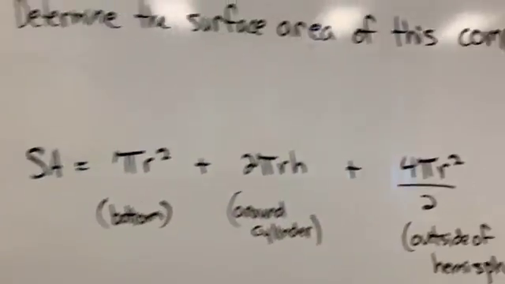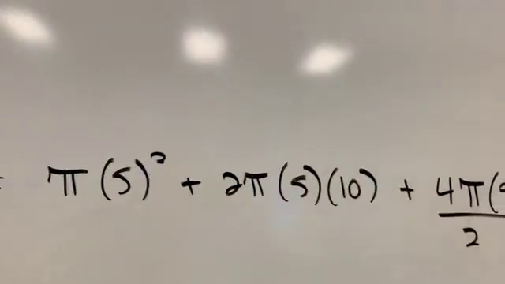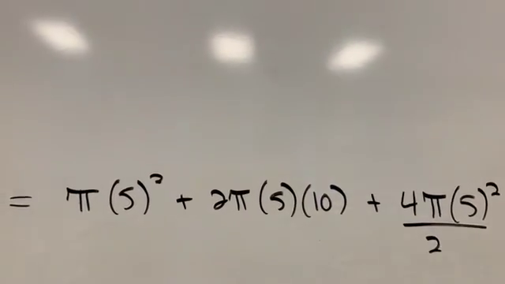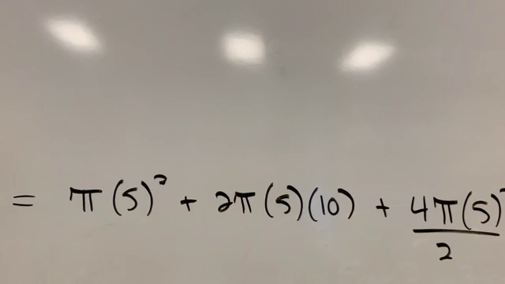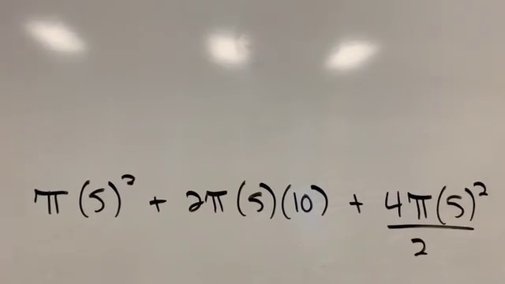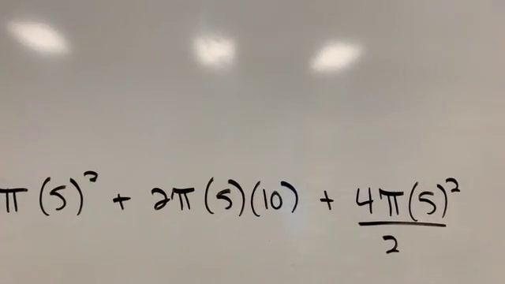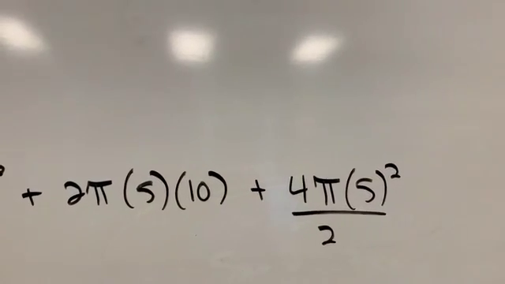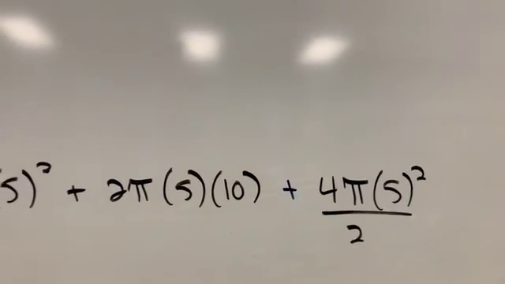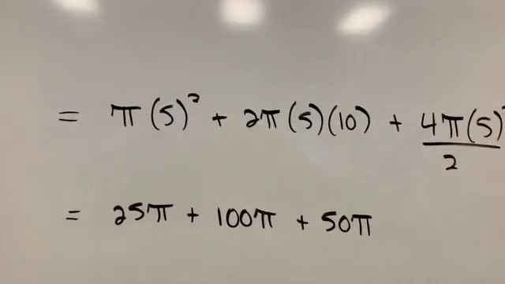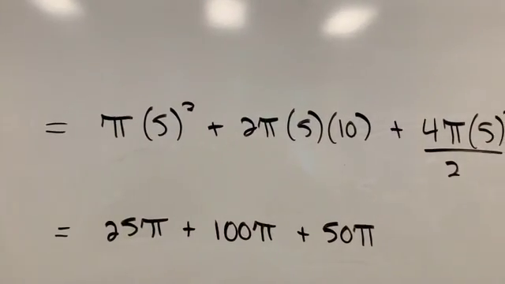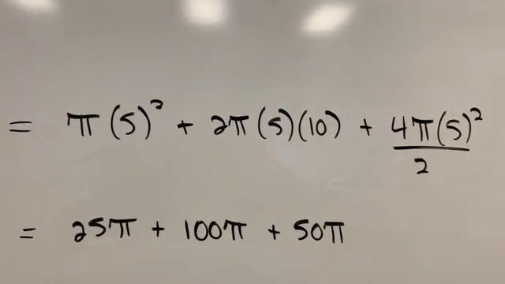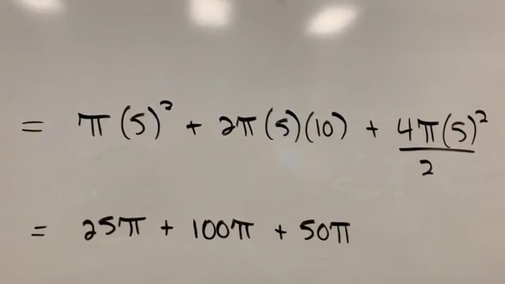So if I crunch the numbers, I've got a radius of 5 and a height of 10. Those are the only two quantities I needed. So I've got pi r squared for the bottom, 2 pi rh for the lateral part of the cylinder, and then 4 pi r squared divided in half for the area of the hemisphere. I can crunch those numbers: 5 times 5 is 25, 2 times 5 times 10 gives me 100, and then 4 over 2 times 5 gave me 50.